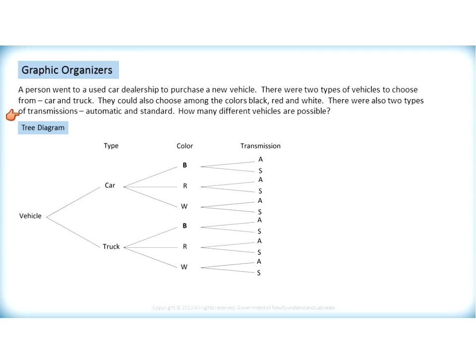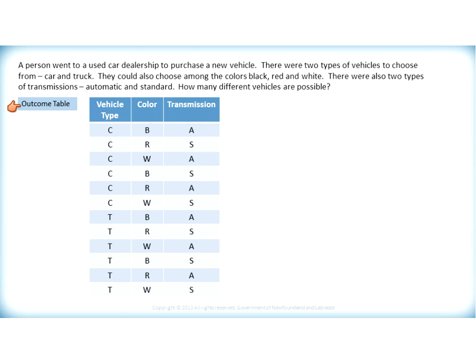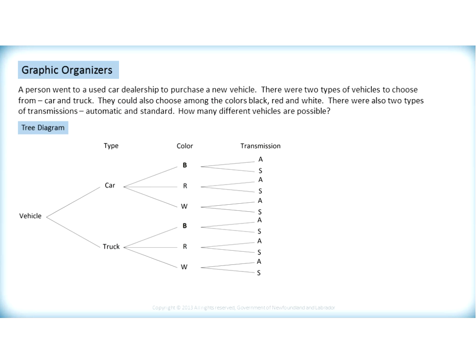We will take this situation and represent it using such graphic organizers as a tree diagram. We will also use an organized list as well as an outcome table to represent the information in this situation. So here we are purchasing a vehicle. The two types we have to choose from are a car and a truck.